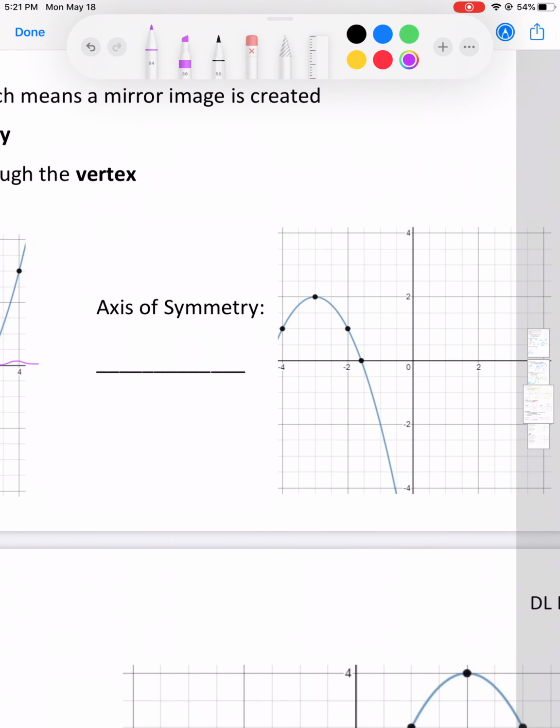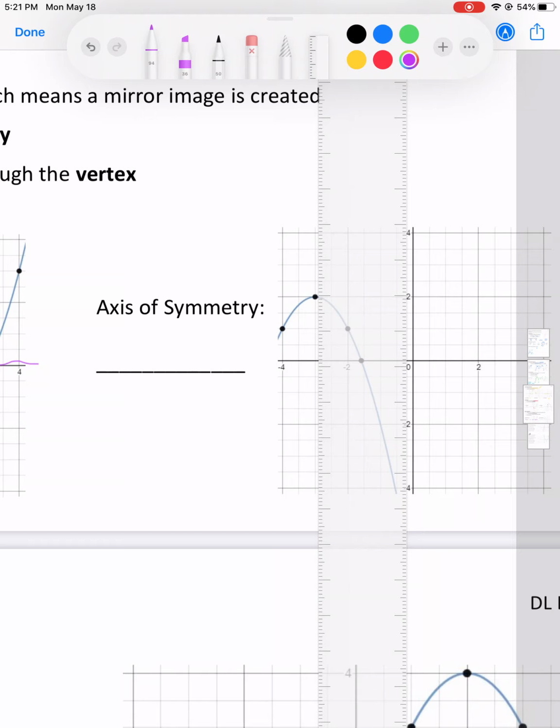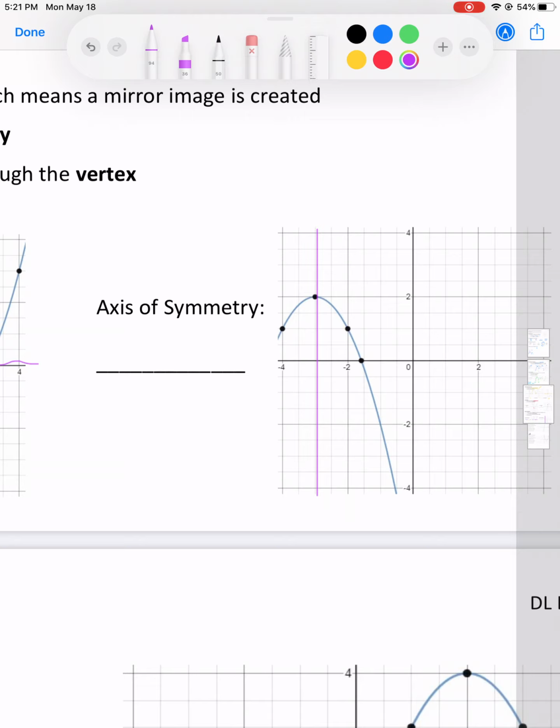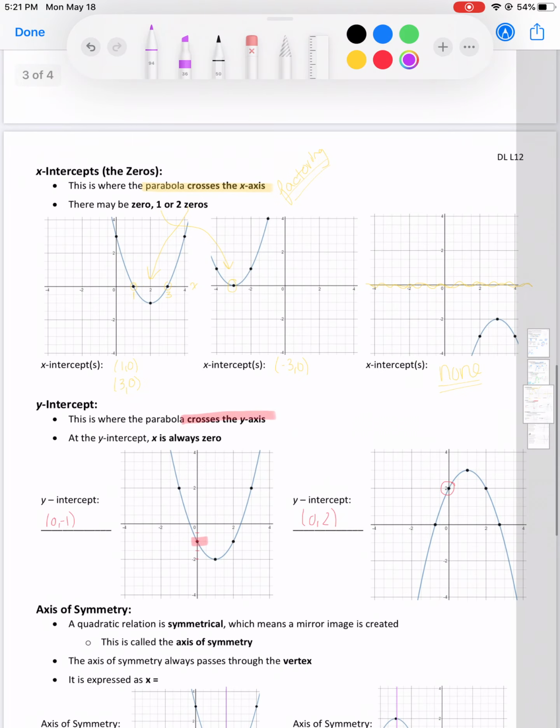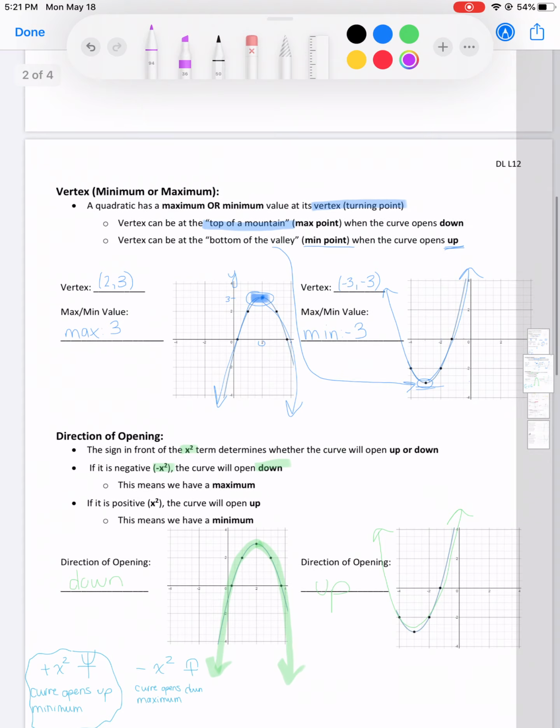Over here, where's our axis of symmetry? It's that guy right there. I know I'm not exactly on it, but you get the point. What point is that? It's -3. That's when it changes directions. Okay? Again, we also talked about our vertex, like I did up here. All the way to the top.